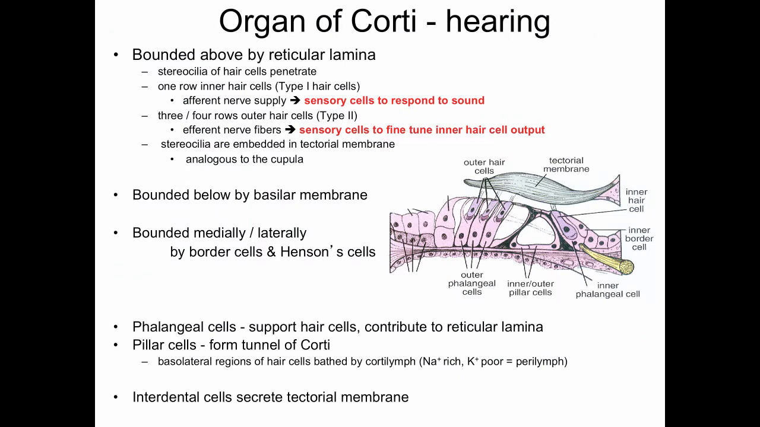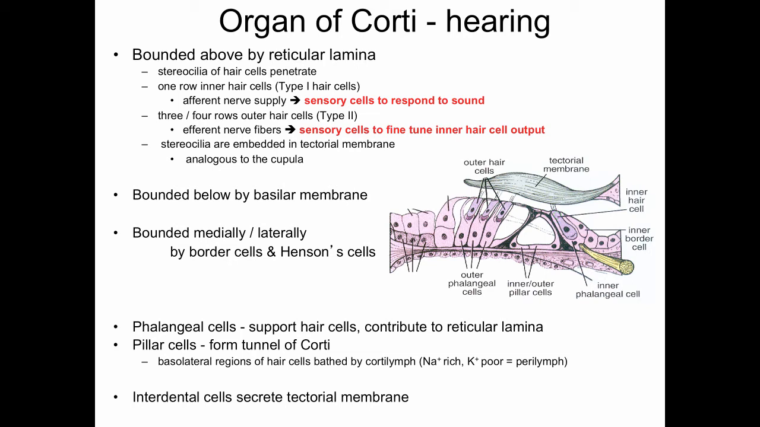The organ of Corti is the sensory component of the cochlea. It's bounded above by something called the reticular lamina, and that's shown here. And the reticular lamina is actually formed by the apical boundaries of the hair cells and by phalangeal cells. The phalangeal cells are supporting cells that support the hair cells. What's shown here are the stereocilia that are embedded into a structure called the tectorial membrane. The stereocilia are, of course, components of the hair cells.